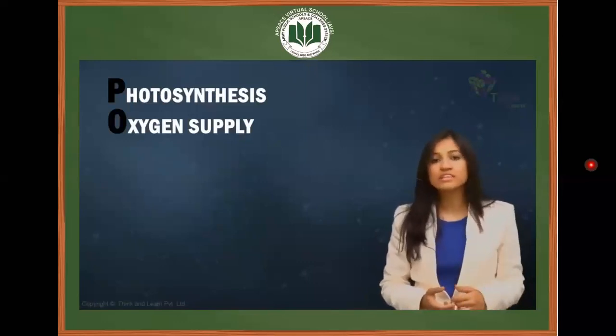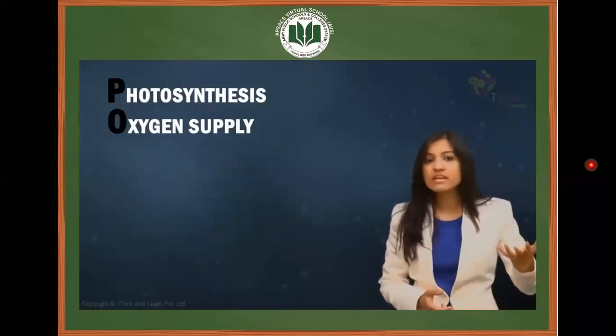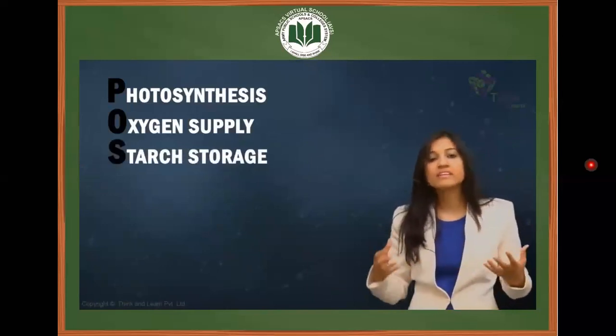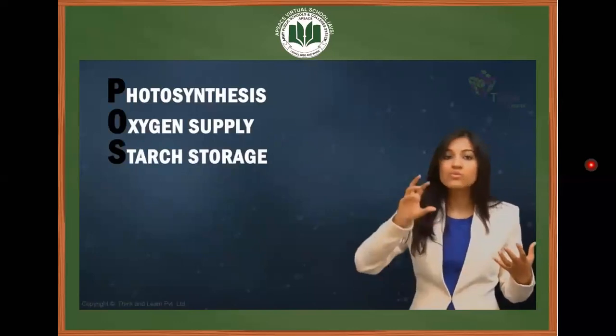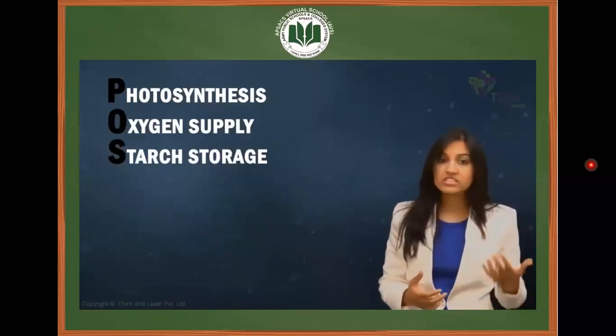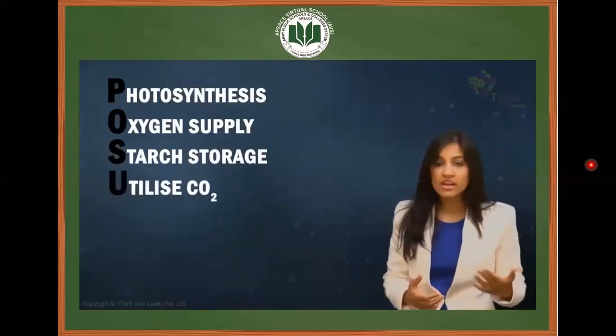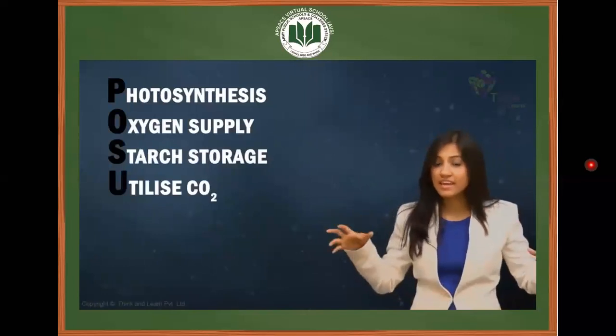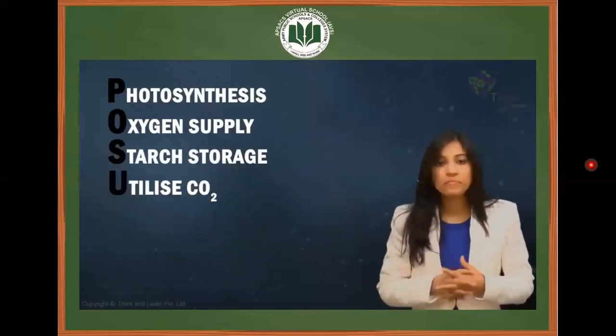Another interesting thing is that chloroplasts temporarily store starch grains in something called pyrenoid. At night, the starch is transferred to regions of growth and storage. What else a chloroplast does is it utilizes and fixes carbon dioxide, keeping the concentration in the air at its normal level.